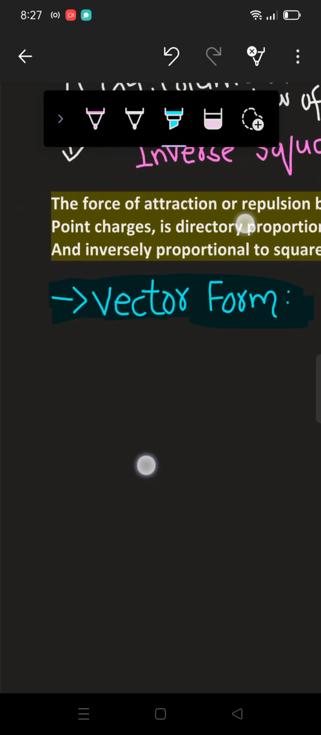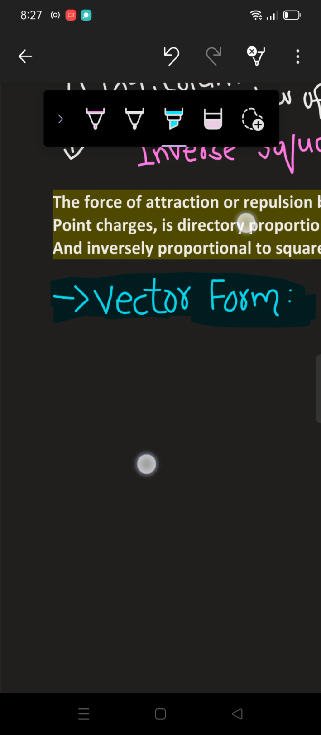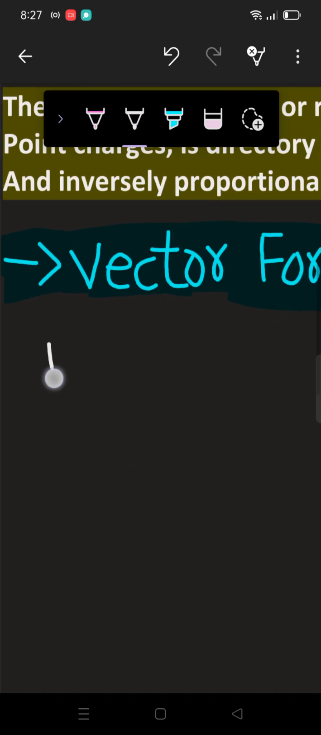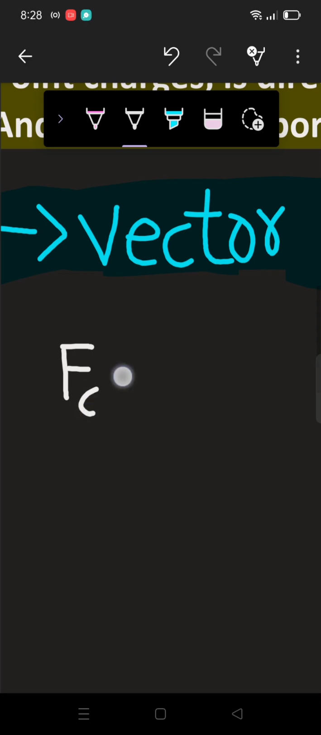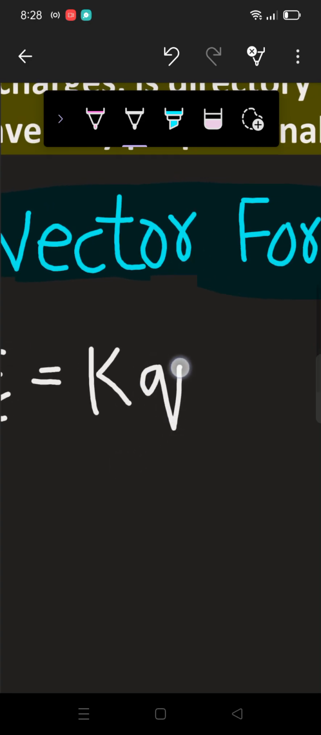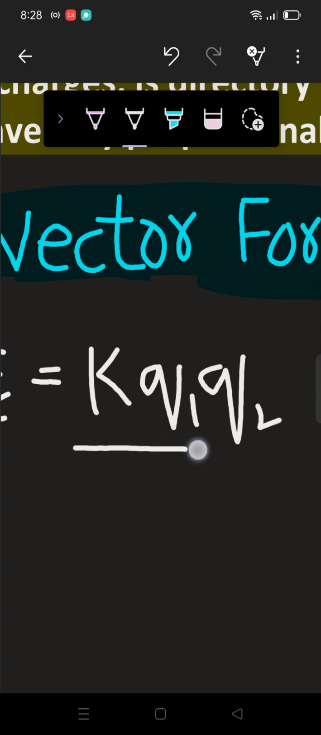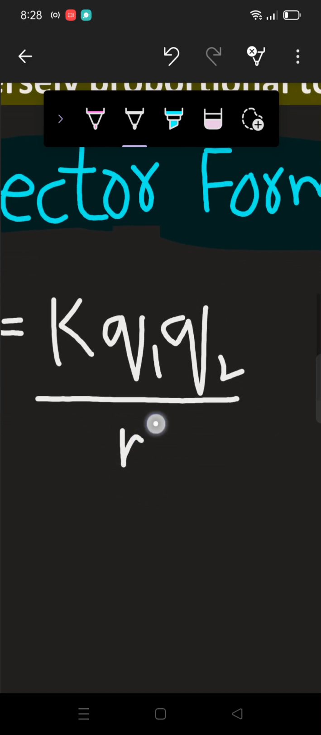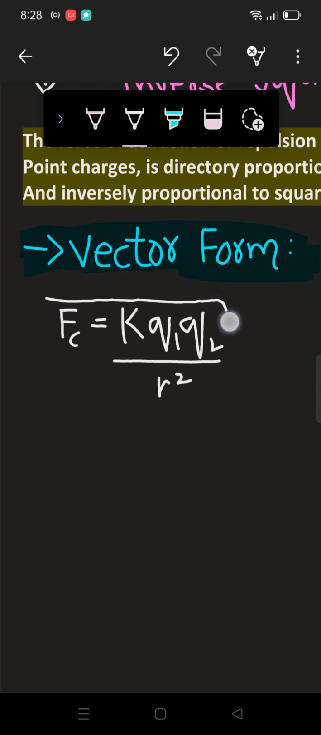Okay, so as we know, charges are scalar, distance is scalar. Let me write the formula here first. Fc is equal to K, Coulomb's force, right? Fc is equal to K, Coulomb's constant, also known as the electrostatic constant, whose calculated value is 9 into 10 to the power 9 Newton meter square per Coulomb square, right? So K Q1 Q2, the product of their charges, and inversely proportional to the square of the distance between them, R square.